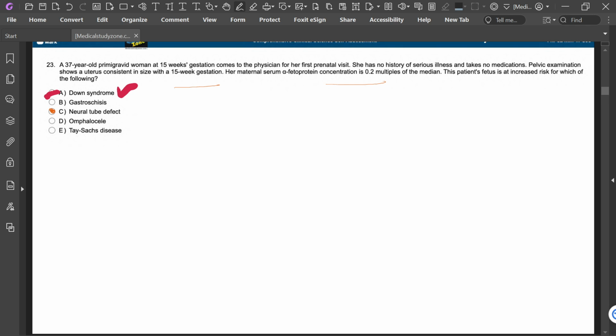This patient with decreased alpha fetoprotein concentration is at increased risk of having a child with Down syndrome. Decreased alpha fetoprotein concentration indicates increased risk of having a child with Down syndrome.